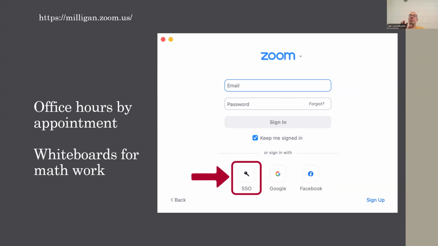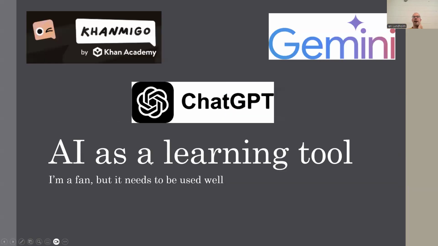And once you're signed in with Milligan, it means that you will be able to see the whiteboard. I can't share the whiteboard with the public, but I can share the whiteboard with your Milligan email. So if you sign into Zoom using this option, you'll be able to see the Zoom whiteboard, and everything will just work a little bit more seamlessly. So that's a good thing to remember about Zoom.